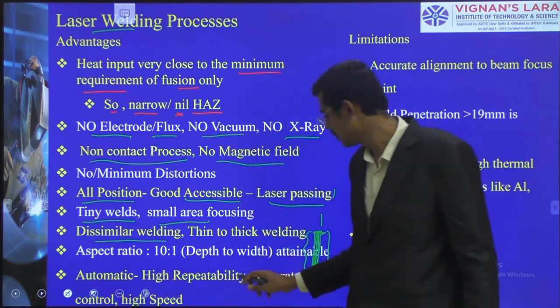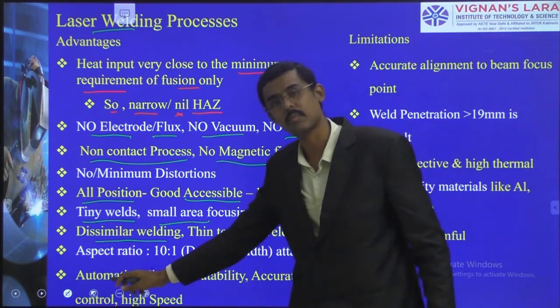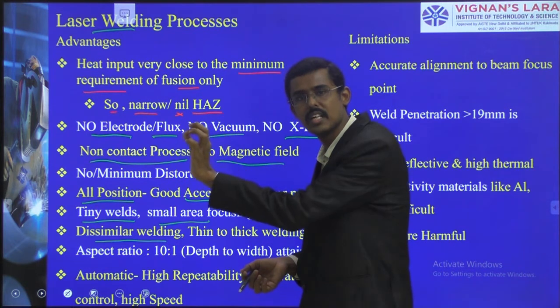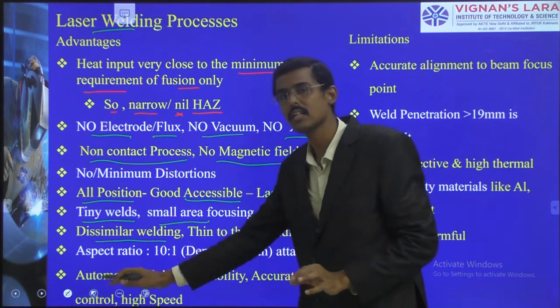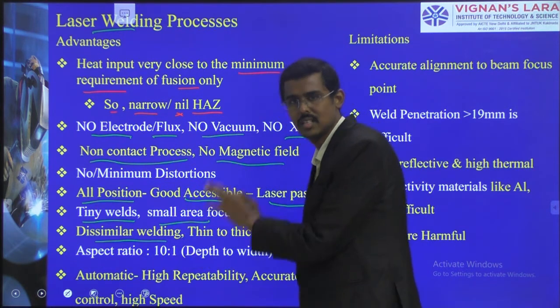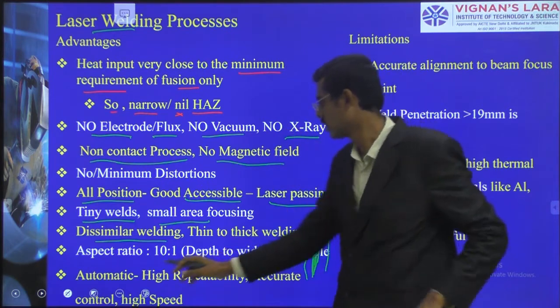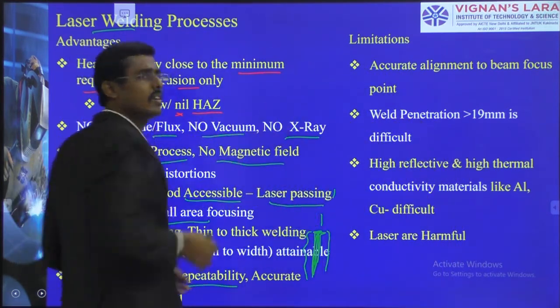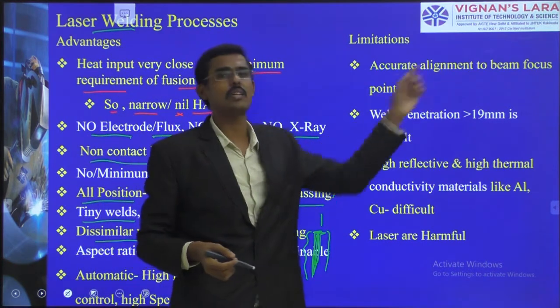Automatic, high repeatability. As it is an automatic process, in setting the parameters, the intensified heat and this much heat density are to be applied. Then, applying the same parameters, we can obtain the same results. Automatic, good, high repeatability therefore. What are the limitations then? Accurate alignment to the beam.